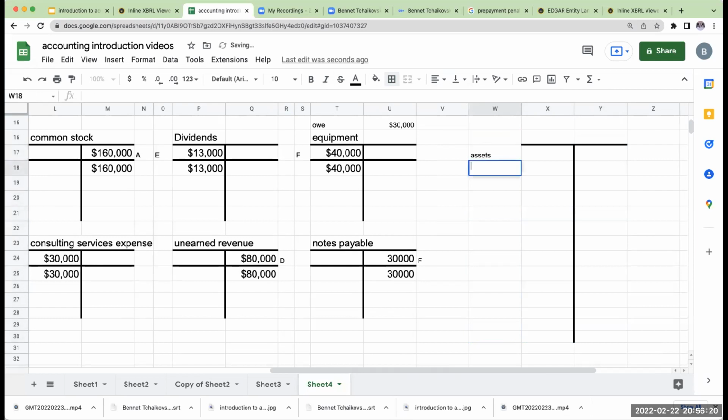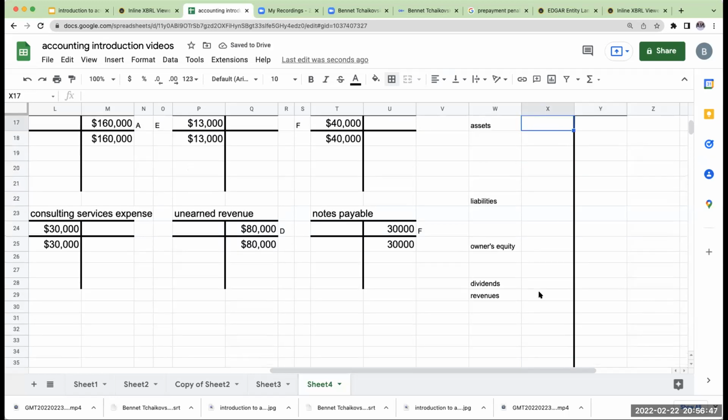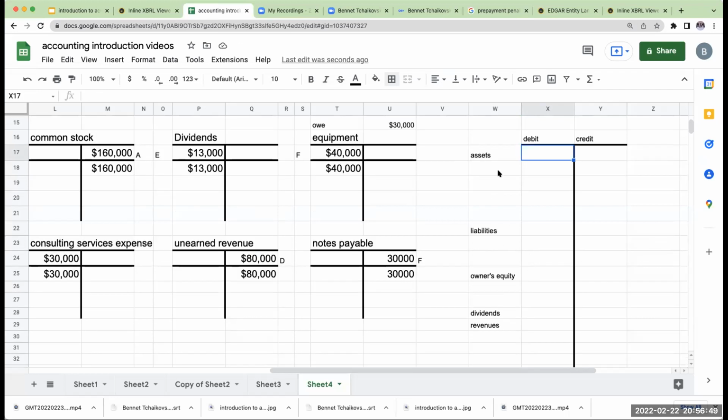We're going to have our assets. We're going to have our liabilities. We're going to have our owner's equity. We're going to have our dividends. We're going to have our revenues. And then we're going to have our expenses. The setting up of the trial balance is extremely important, right? This is not generally something that I'm going to give a lot of points to, but if we set this up correctly, it's going to make our lives a lot easier.